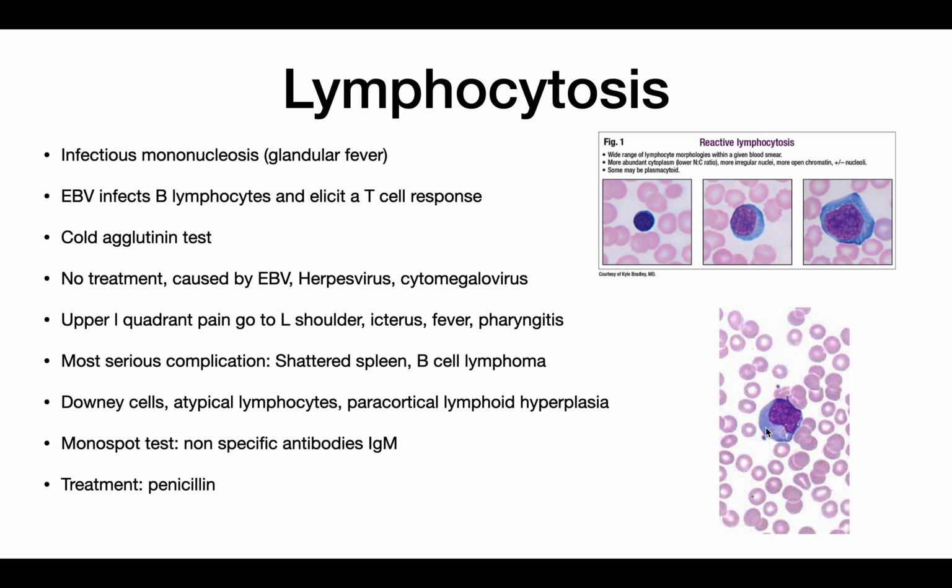Downey cells are these cells, and they're pretty common in an Epstein-Barr virus infection. We use that to identify the cause of the lymphocytosis. There is also paracortical lymphoid hyperplasia, and we also use a monospot test to test for the nonspecific antibodies and IgM. So in general, we give the penicillin not to treat the virus, but to treat the opportunistic infections.